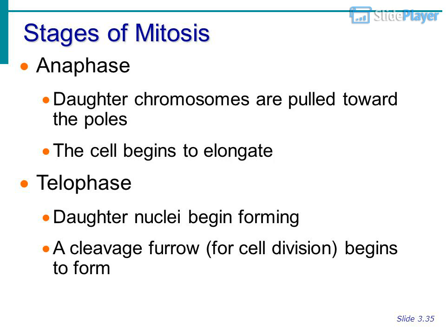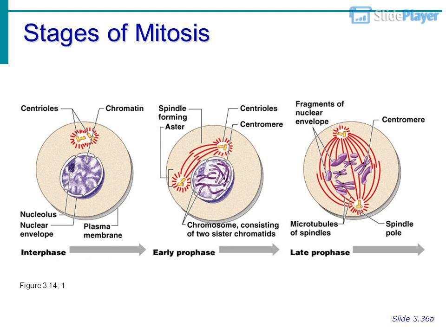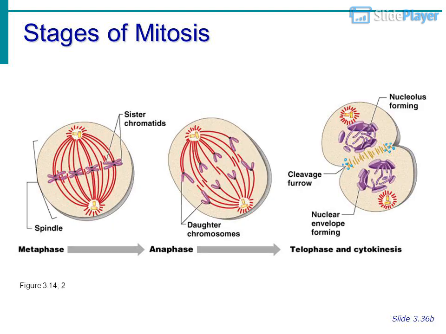Anaphase. Daughter chromosomes are pulled toward the poles. The cell begins to elongate. Telophase. Daughter nuclei begin forming. A cleavage furrow, for cell division, begins to form. Slide 3.35. Stages of mitosis. Figure 3.14, 1. Slide 3.36a. Stages of mitosis. Figure 3.14, 2. Slide 3.36b.